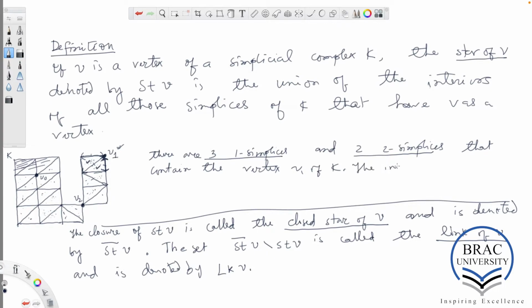So this is what I'm going to write here. The interiors of all these simplices is called St of V1, star of V1. And according to the definition of the link of the vertex V1, we know that Lk V1 is going to be equal to the closed star of V1 minus St of V1.